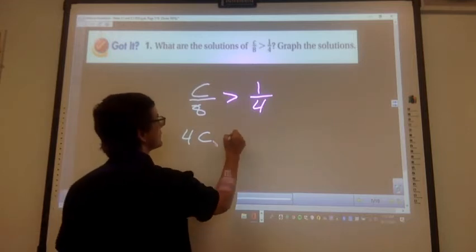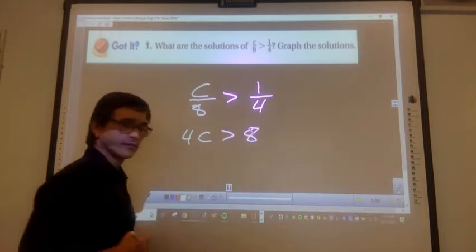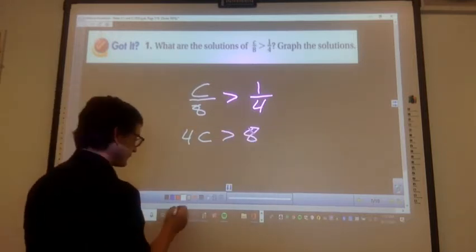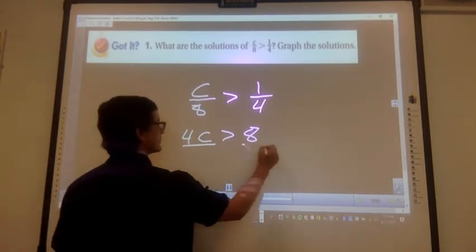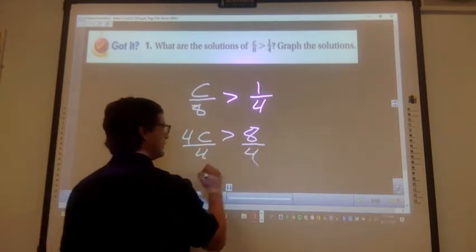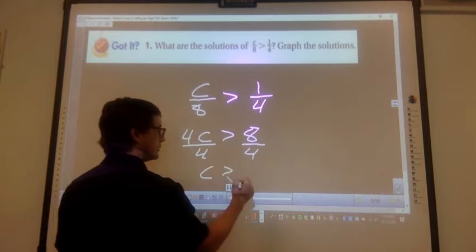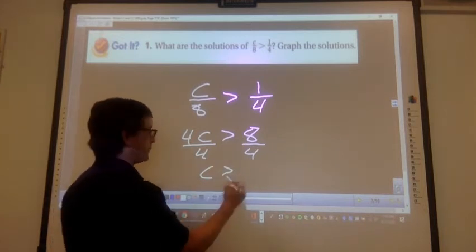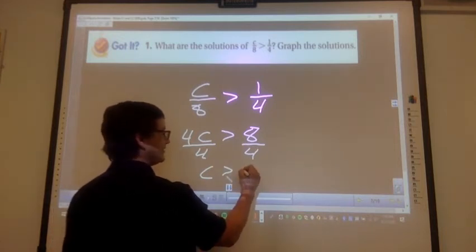I was just going to solve it. 4c is greater than 8. Okay, what's next? Then you could divide 4 to both sides. Divide 4. So 4 is greater than... C, you mean, but yeah. C is greater than 2.